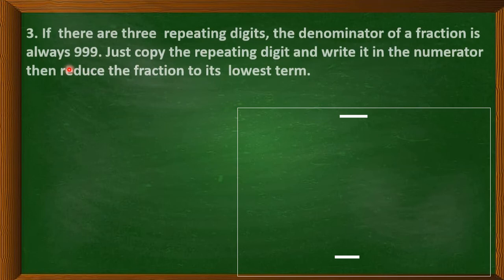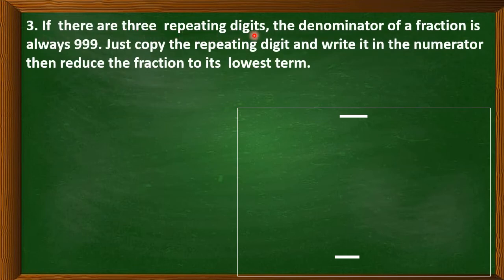Now let's have the third rule. If there are three repeating digits, the denominator of a fraction is always 999. Just copy the repeating digit and write it in the numerator, then reduce the fraction to its lowest term. So this time we have already three repeating digits. Since there are already three repeating digits, the denominator of our fraction is already 999.